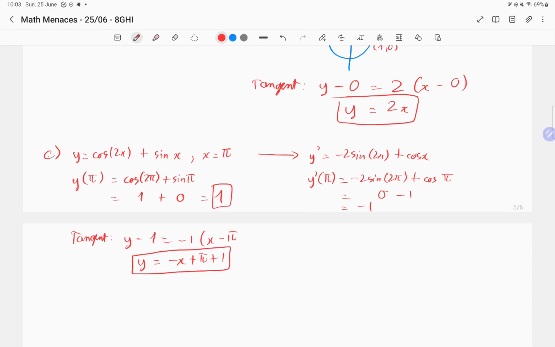Why do you have negative x? Negative x? Yeah, because the gradient is negative 1. Did you get gradient negative 1? What's your gradient? I got 1. Cos pi is negative 1. Oh, yeah. Yeah, and I will change it.